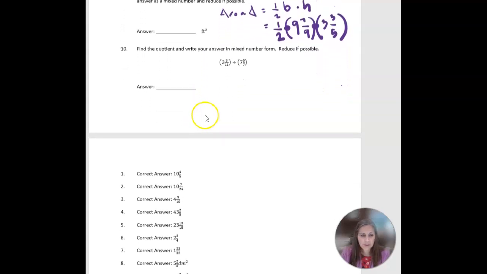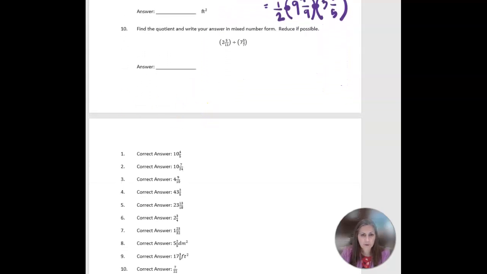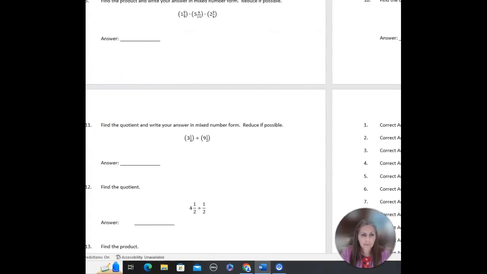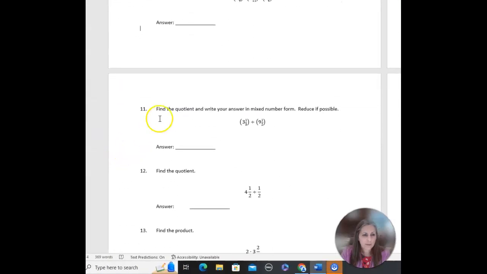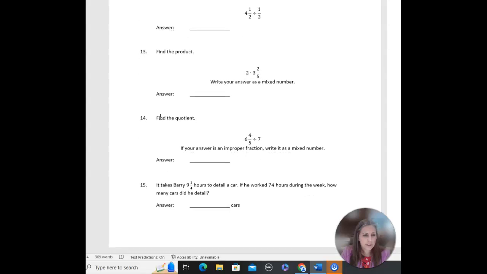This is a division, number 10. Let me move my screen over. 11, 12, 13. Okay, we'll look at the last one. It takes Barry 9 1/4 hours to detail a car. If he worked 74 hours during the week, how many cars did he detail?